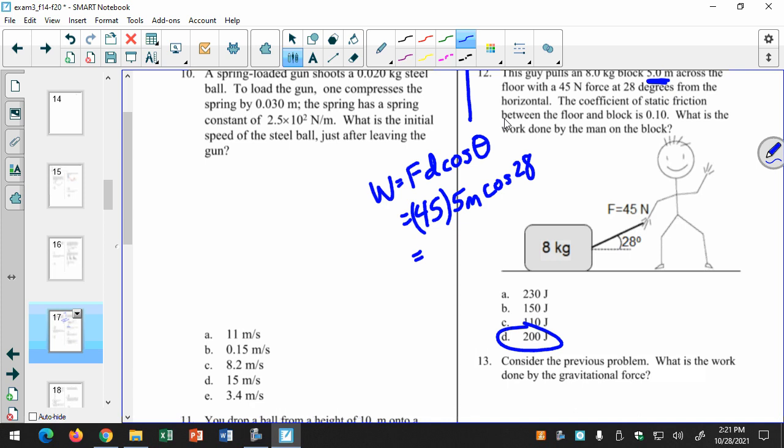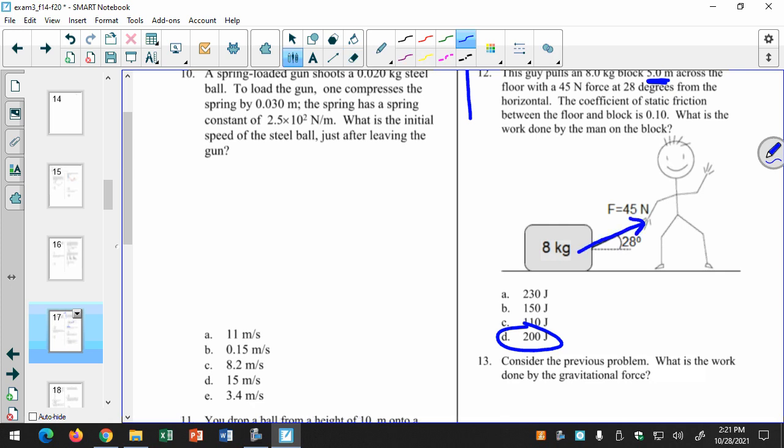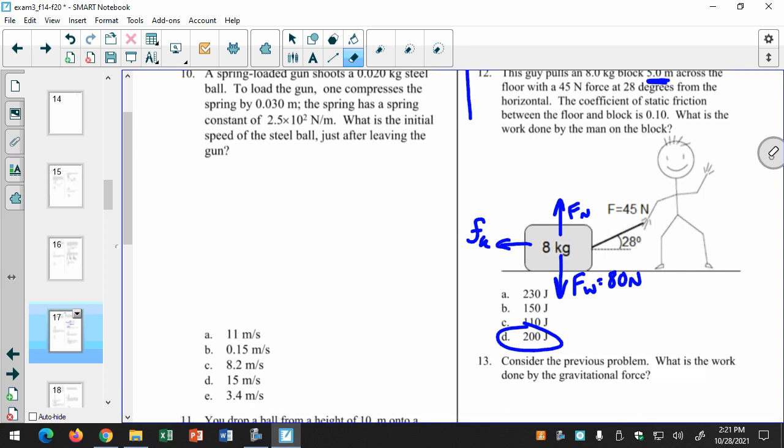Let's take a look. I'm going to draw the free body diagram for this. Let me draw the forces first. This is my 45 Newton force. I have my weight, Fw, that's equal to 80 newtons, right? 8 times 10 is 80. I have my normal force, Fn, and then I also have a kinetic frictional force, Fk. Now, I can replace this force with two forces, which are F cosine of 28 and F sine of 28. You see what I did there? I found the x and y components.